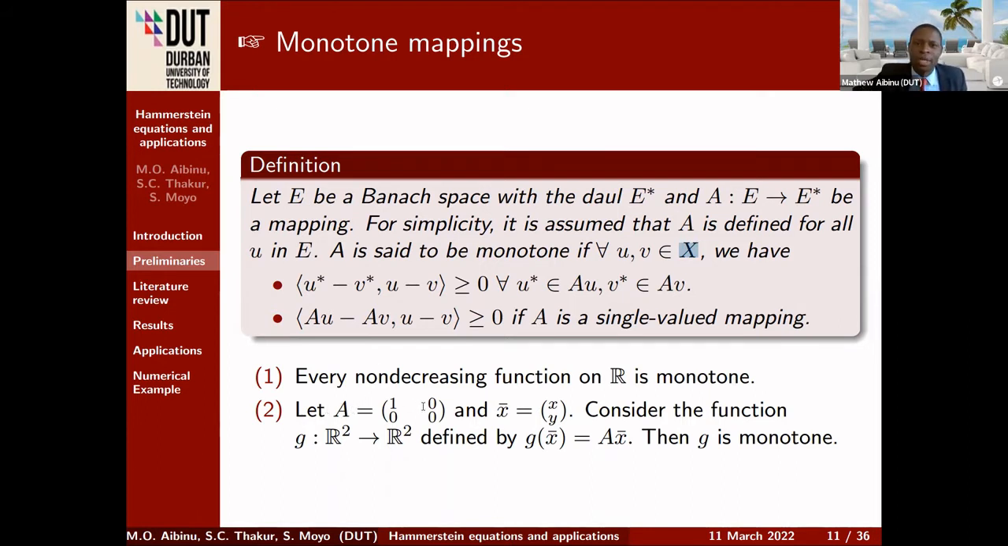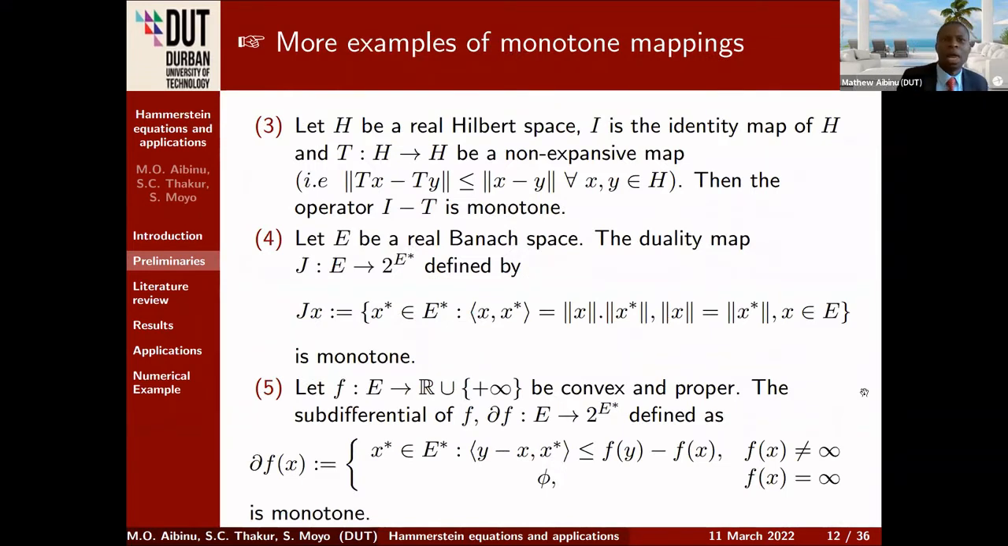Given A to be this and x bar to be this, consider the function G from R2 to R2 defined by G of x bar is equal to this. Then this G is also monotone. Given a Hilbert space H with the identity I in H, and given a mapping T which is non-expansive, recall the definition of non-expansive: the norm of Tx minus Ty is less than or equal to the norm of x minus y for every x in H. Then the operator I minus T is monotone.